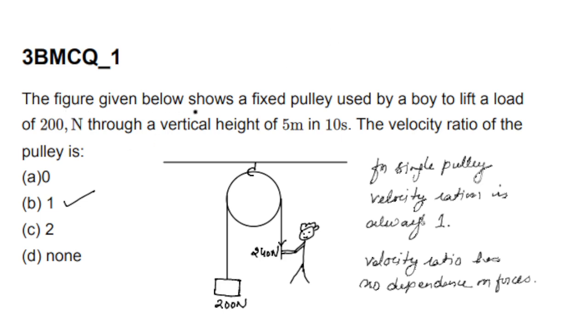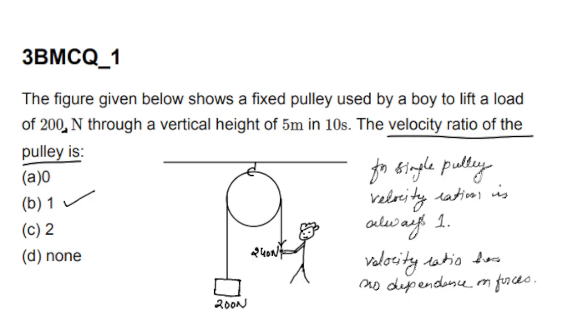The figure given below shows a fixed pulley used by a boy to lift a load of 200 Newton through a vertical height of 5 meters in 10 seconds. The velocity ratio of the pulley is. So the velocity ratio is the velocity or distance covered.